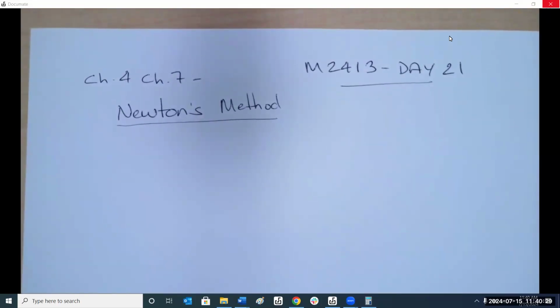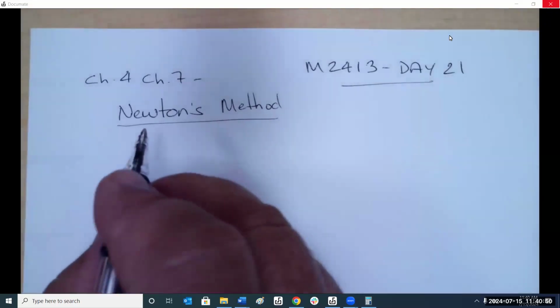Newton's method is an iterative process. It helps us to approximate a solution when we can't solve it otherwise. All right, so the formula for Newton's method.